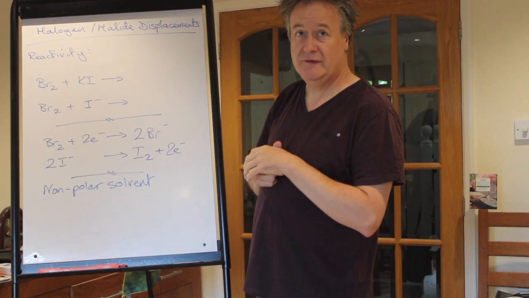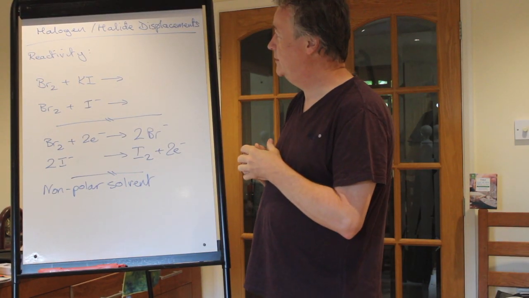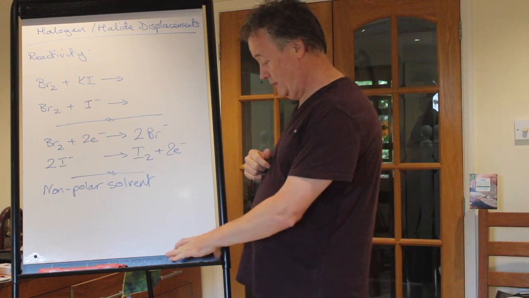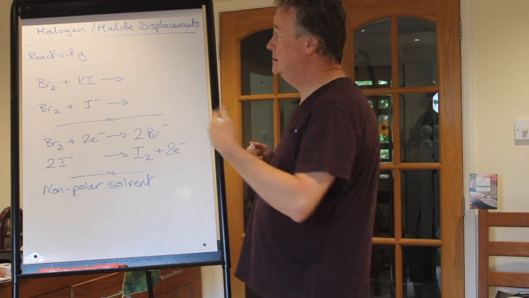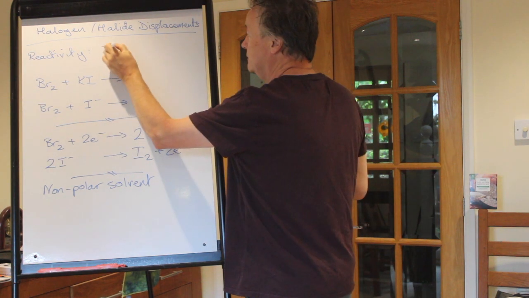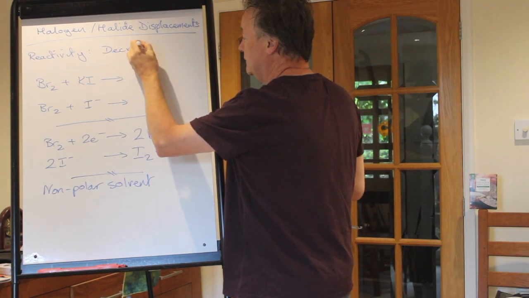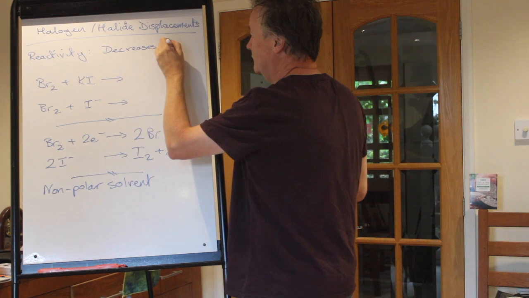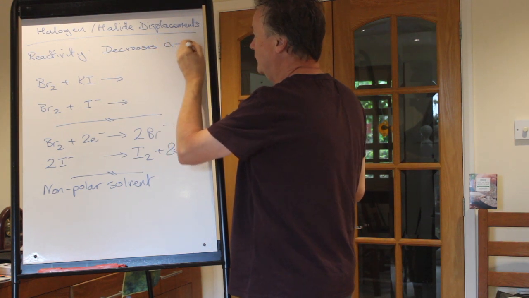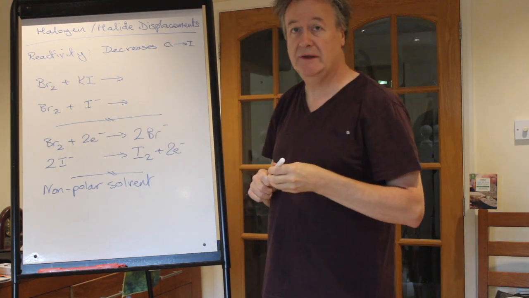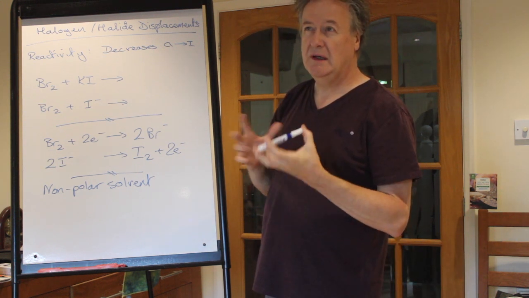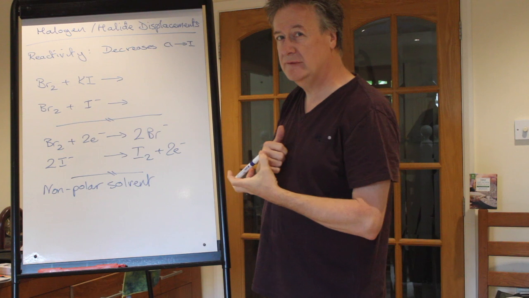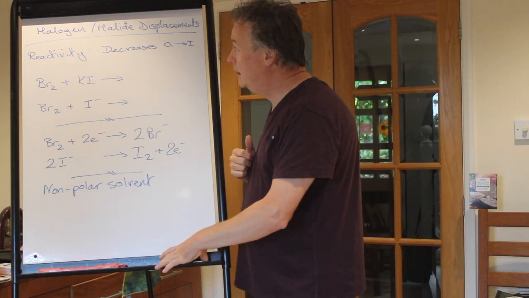So take the first of those, halogen halide displacements. It's all born of the reactivity within the halogens. It decreases as you go down. So it decreases as you go from chlorine down to iodine. You could include fluorine in that, but we tend to avoid fluorine at A-level pretty much most of the time.